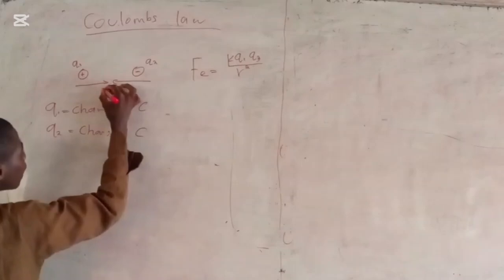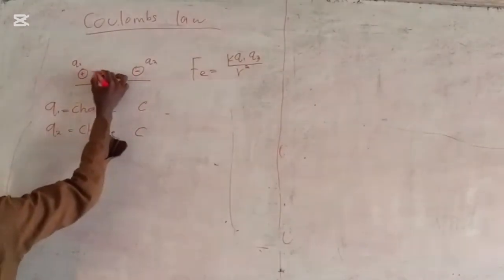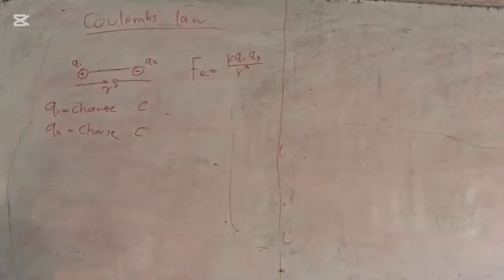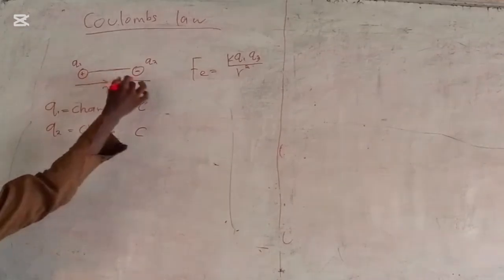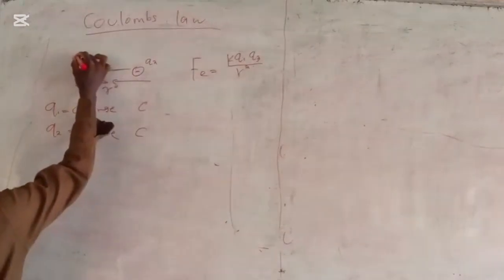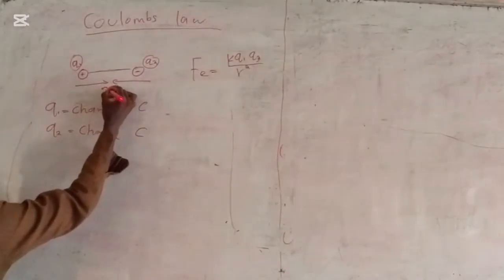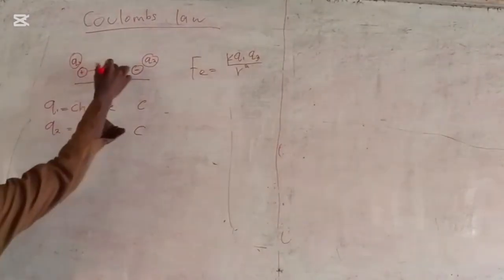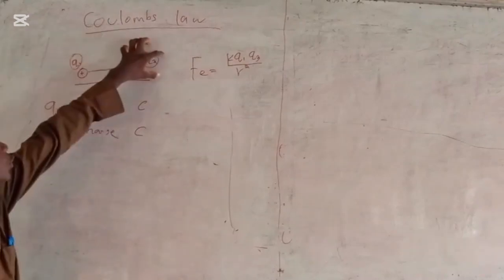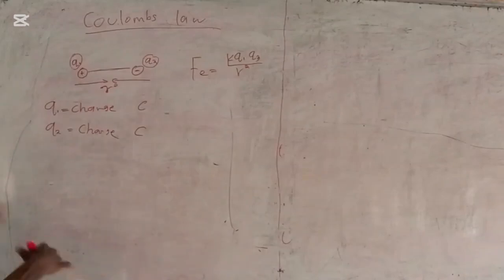Let's say here is our distance r, and we know that like charges repel and unlike charges attract. Here we have unlike charges. Let's say here we have our charge 1 and charge 2. This distance is just showing us the distance between Q1 and Q2. It's just showing us how far away charge 1 and charge 2 are.